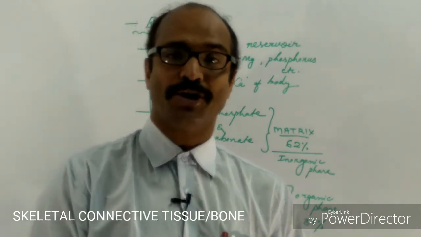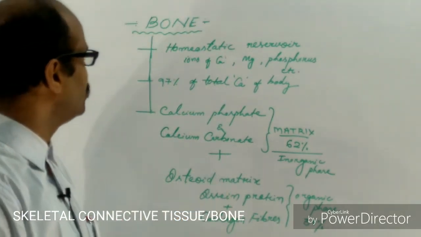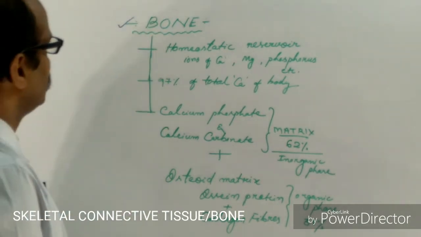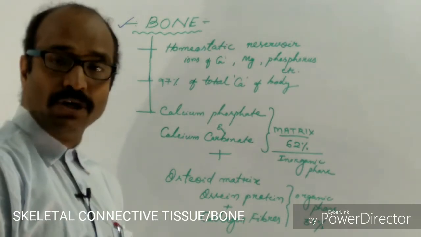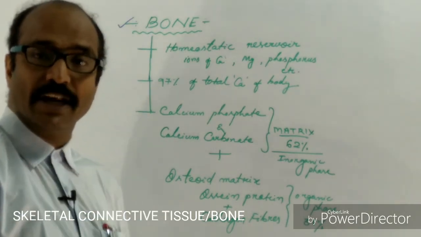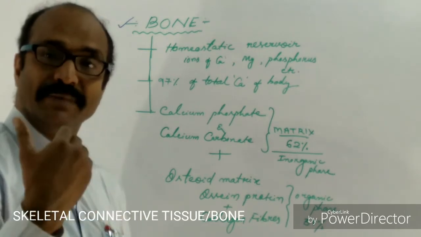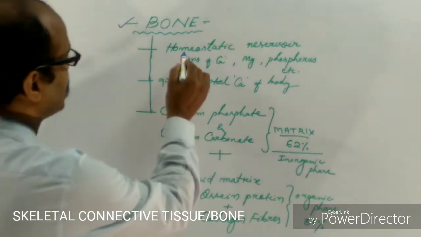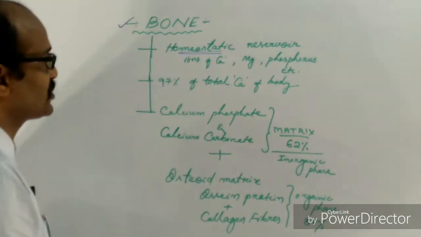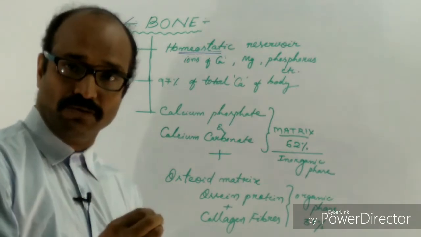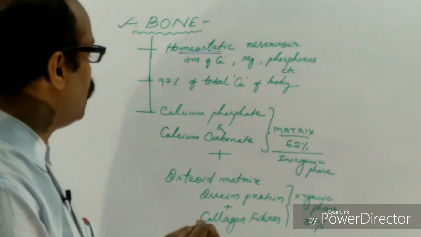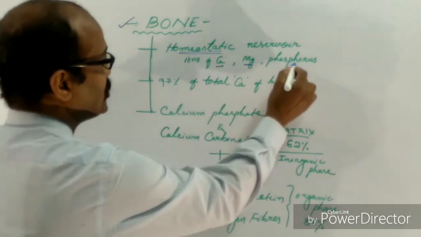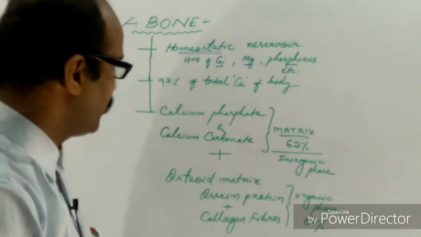In this video, I will talk about another type of skeletal connective tissue, that is the bone. In my last video, I talked about the different functions of the skeletal connective tissue. Besides these basic functions, the bone also has another important function, that is the homeostatic function. Bone also acts as the homeostatic reservoir of ions like calcium, magnesium, phosphorus and so on.